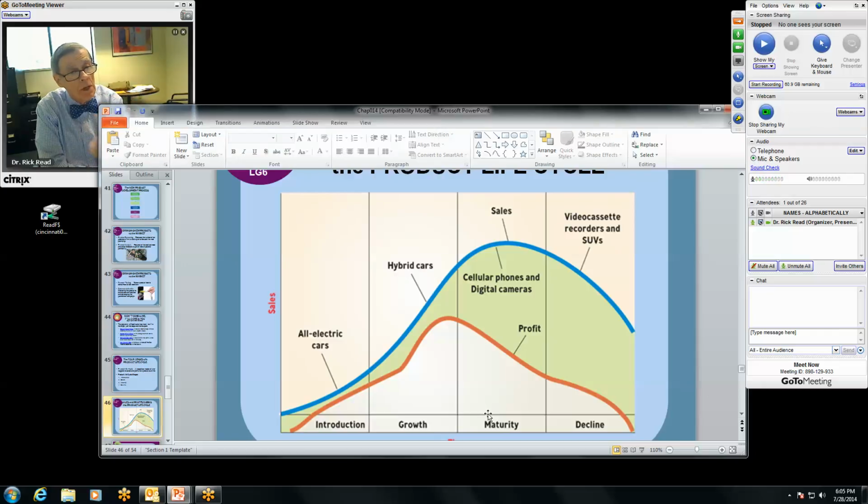So we see these things, and then we see things here as we move up the line, and eventually we go into decline. Certainly, video cassette recorders are in decline. SUVs seemed like they were in decline, but I'm not sure that they fall into decline today. I think they're kind of at the bubble. We may find them going to decline soon, but I don't think they're in decline right now, at least not from the latest sales figures that I've been able to see.